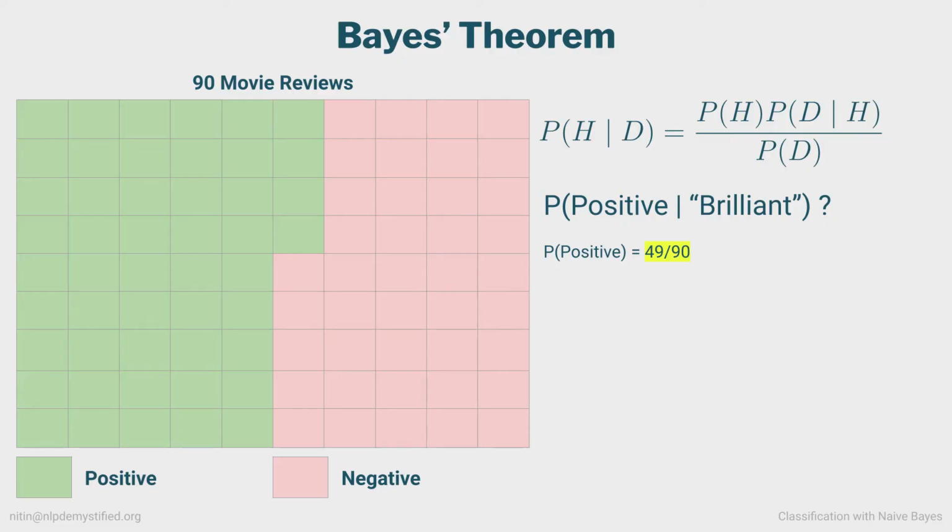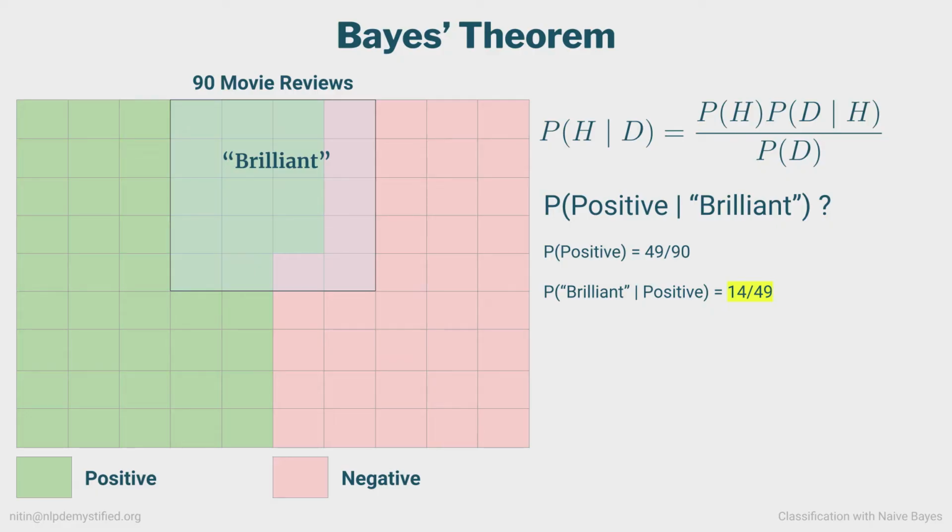First, we calculate the prior. There are 90 movie reviews in total, 49 of which are positive, so that's 49 over 90. Next, we calculate the likelihood, that is, the probability of the word brilliant occurring given a positive review. Let's say we go through the corpus and we find the subset of movie reviews containing the word brilliant, and it looks like this. The word is present in both positive and negative reviews. To calculate the likelihood then, we just need to look at only the positive reviews, and among those, count how many contain the word brilliant, and divide it by the total number of positive reviews, which gives us 14 over 49.